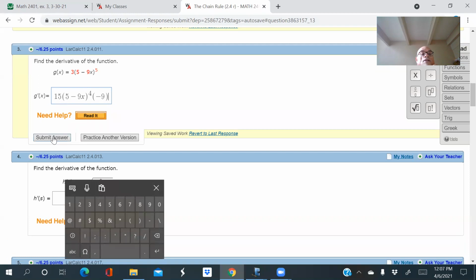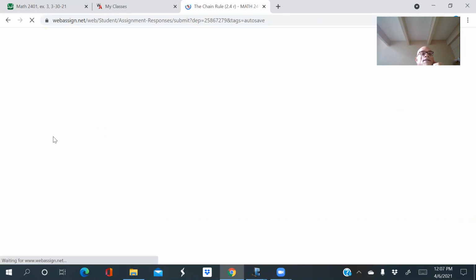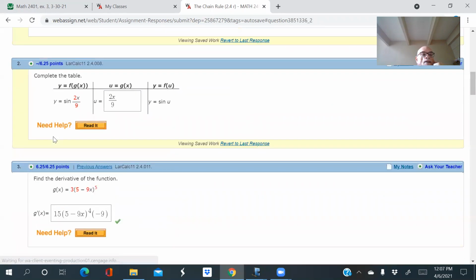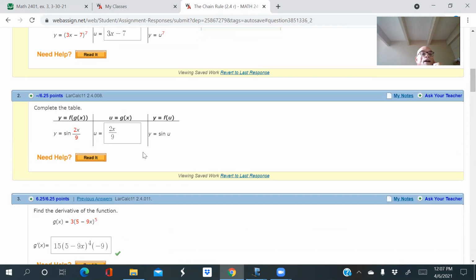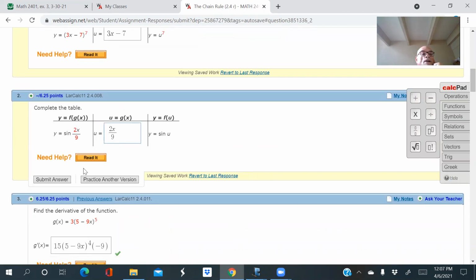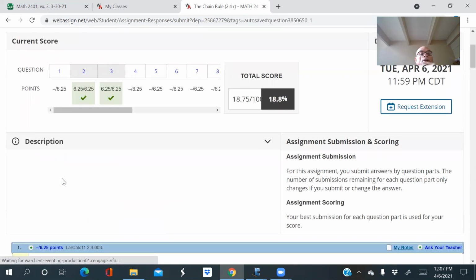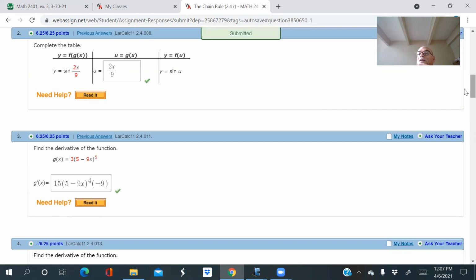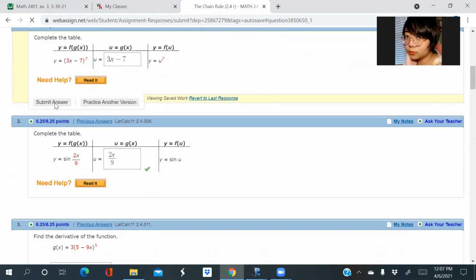Just not quite simplified. Let's see if we get credit for that if I submit that. Yeah, okay, so it still gave me credit for it. How come it won't let me? Oh, see if I did these two correct. Maybe I don't know what I'm talking about. Yeah, okay. So I think these are right also.